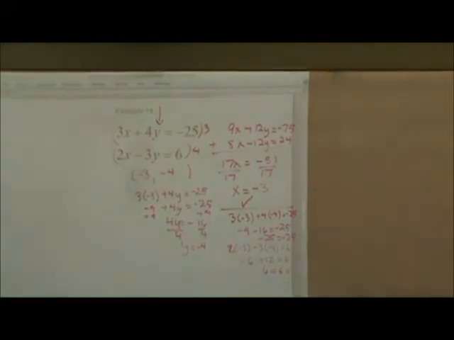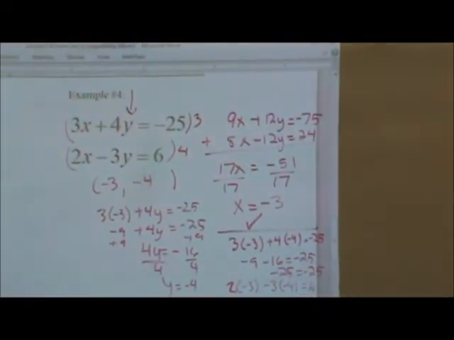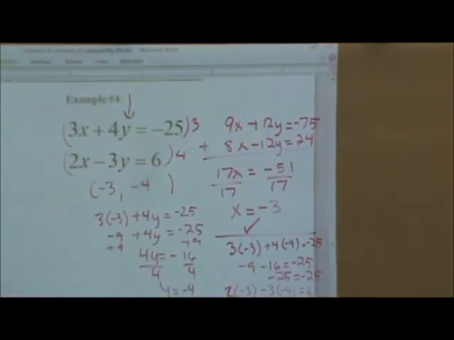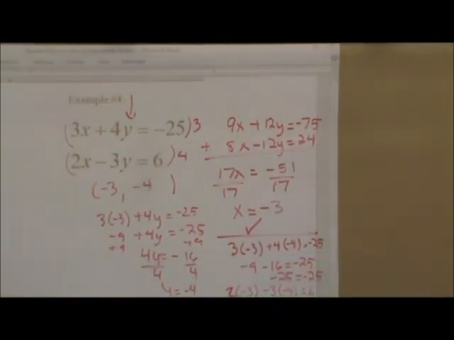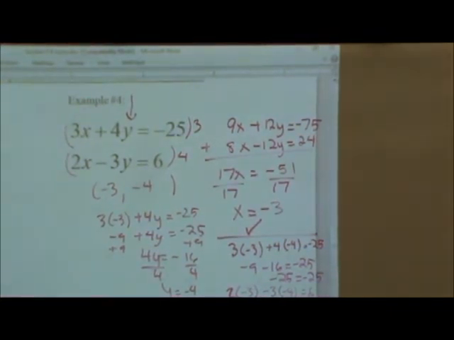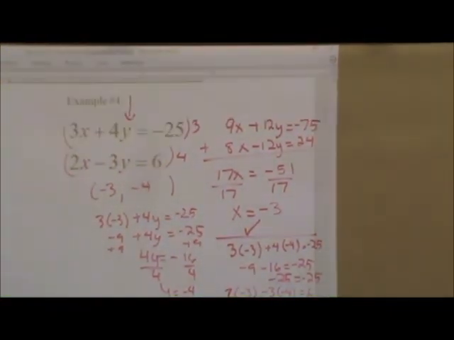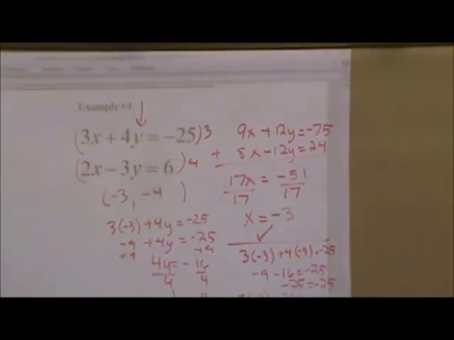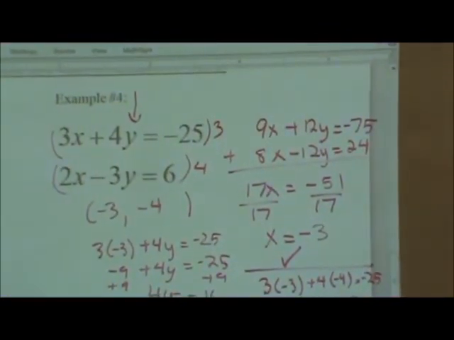All right, let's take a look at example 4. I started off by choosing which variable I wanted to eliminate, and I looked and I saw the positive and the negative on y. I saw that x had 2 and 3, so there was no number I could multiply without getting fractions, so what I did was I eliminated my y. So I started off by multiplying the top equation by 3 and the bottom equation by 4.